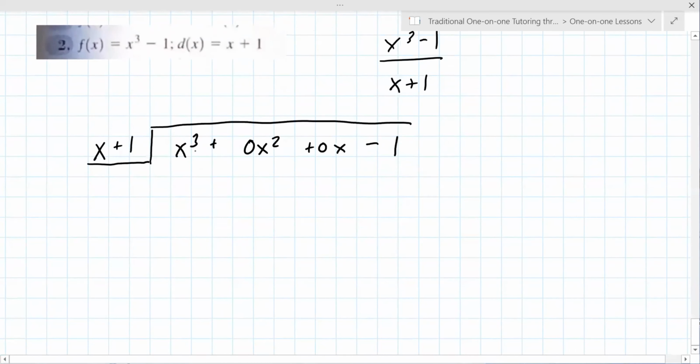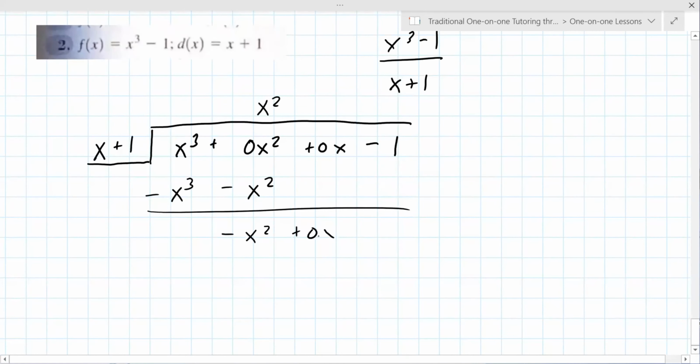So we're trying to get rid of x cubed. So we're going to put an x squared there. X squared times x is x cubed. X squared times 1 is x squared. Okay. And then you subtract, change the sign. So you have minus x squared plus 0x. We want to get minus x squared, so put minus x here. Minus x squared minus x, but then you change the sign so they become positive. And you get x minus 1.